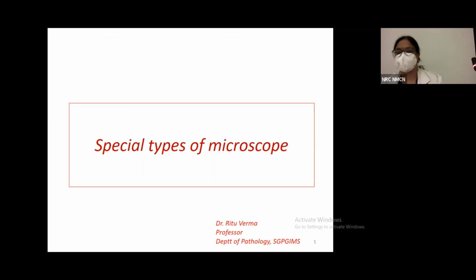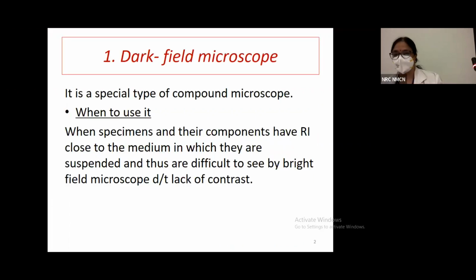These are not actually special types of microscope. It is just a variation in the compound microscope, which we have already studied. So first is the dark field microscope.